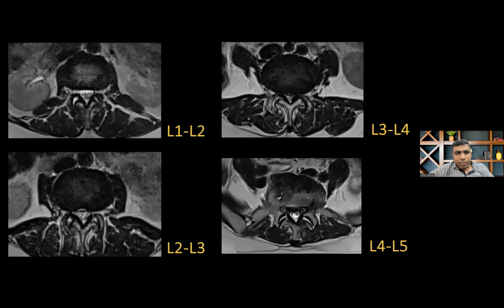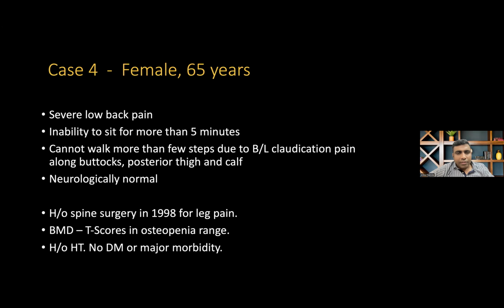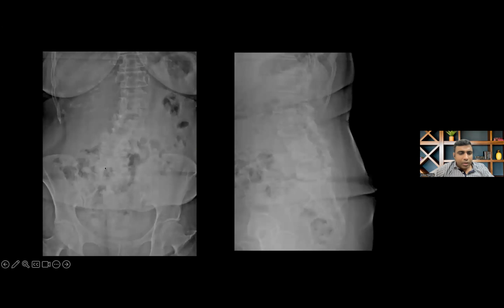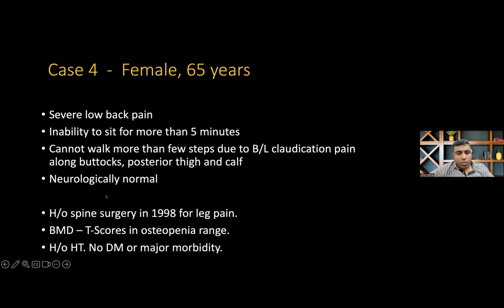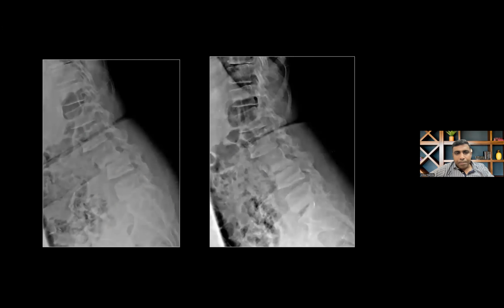I think I'll skip to the last case and then finish with that. So this is another patient. Now this is the other extreme of the spectrum where there is severe back pain and inability to move, and patient had a spine surgery previously in 1998 for leg pain. And now the patient has come with this type of X-ray wherein there is a scoliosis, where there is a gross lumbar kyphosis. And you can see that all the L3-4 is completely listhesed.